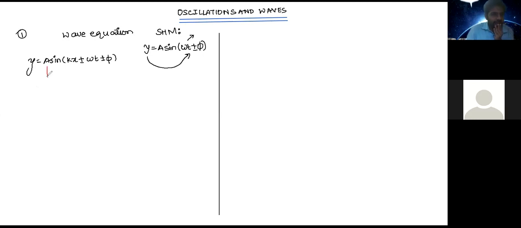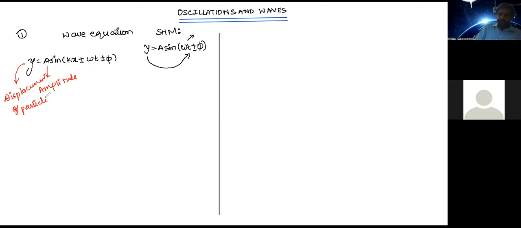Where a is amplitude. k is wave number. What is y? y is displacement. Displacement of what? Read the notes. Displacement of the particle. Which particle? The particle of the medium in which the wave is present.